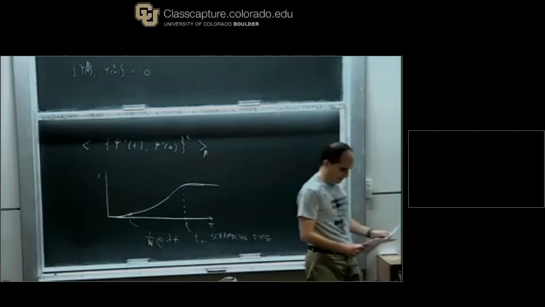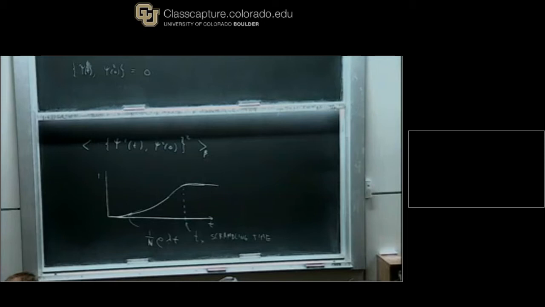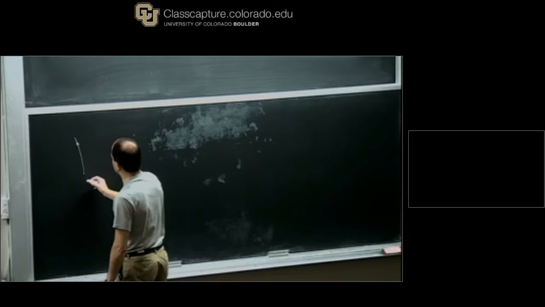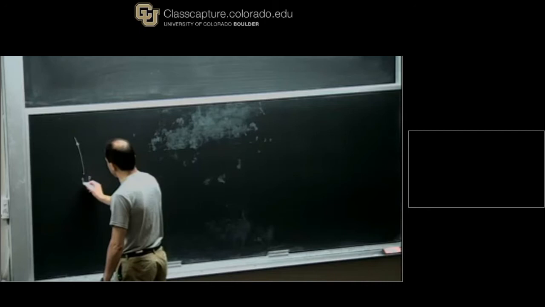But first, let me discuss a classical analog of this. So in classical physics, we normally say that we have a trajectory, with some initial condition given by some q zero and p zero. And it will get us to some q and p at late time.